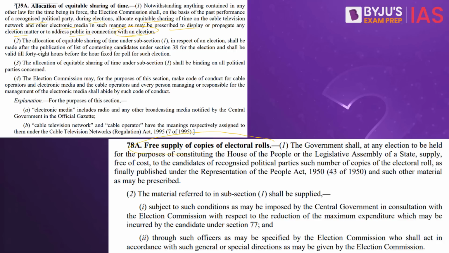Then free supply of copies of electoral roll is not in the 1950 law, which means to say that when it comes to the preparation of the electoral roll for the constituencies, it is under 1950. But when it comes to the free supply of copies of electoral roll, it is under the 1951 Act. The government shall at any election to be held for the purposes of the House of the People or the Legislative Assembly of a state supply free of cost to the candidates of recognized political parties such number of copies of electoral roll as finally published under the Representation of the People's Act of 1950. So the publication happens under the Representation of the People's Act of 1950, but the free copies are provided under the 1951 Act.